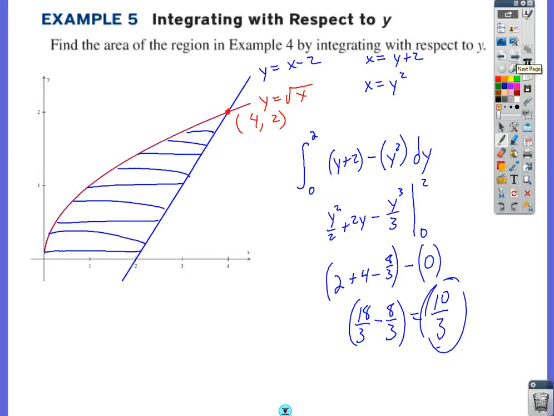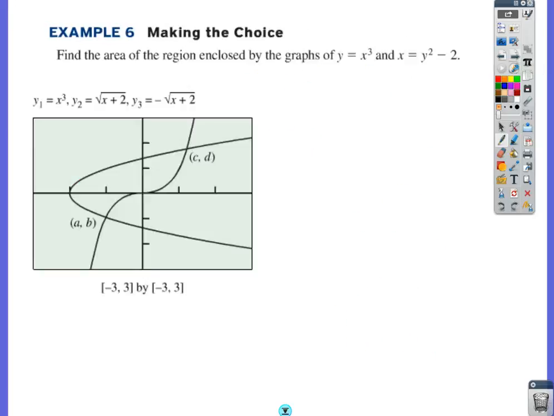Okay, so this is going to be key. This next example says I get to make a choice. What it means by making a choice: do I take the integral with respect to x or with respect to y? With respect to x, they give me two equations here, y equals x cubed, and x equals y squared minus 2. Well, what does that mean? If I solve for y, I get y squared is equal to x plus 2, and taking the square root, y is equal to plus or minus the square root of x plus 2.